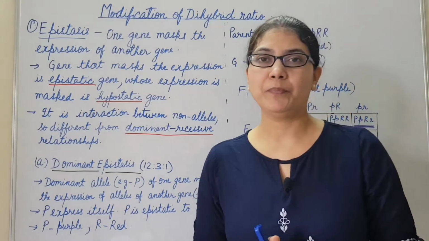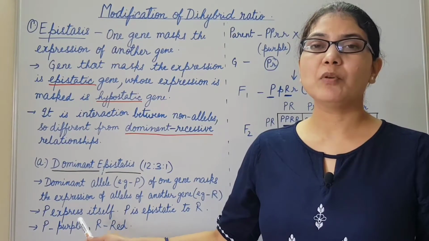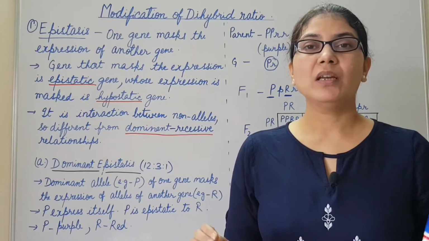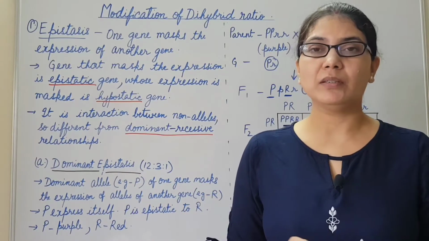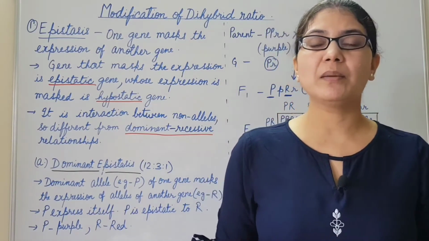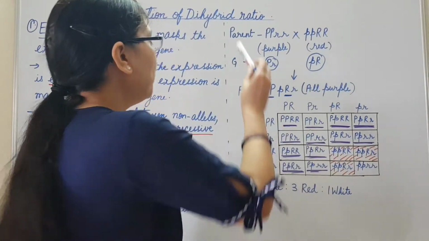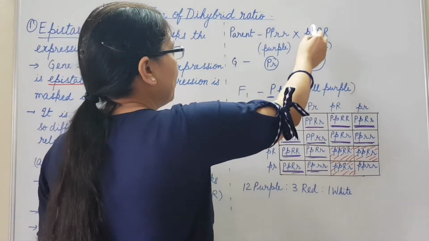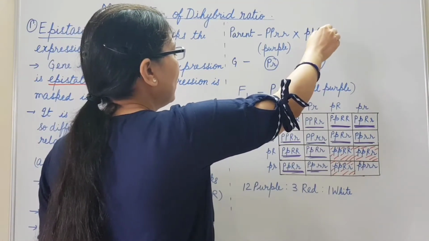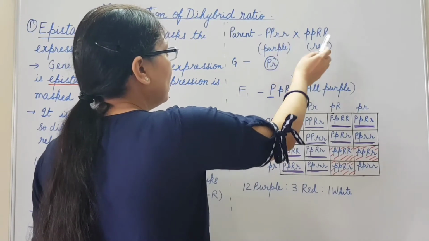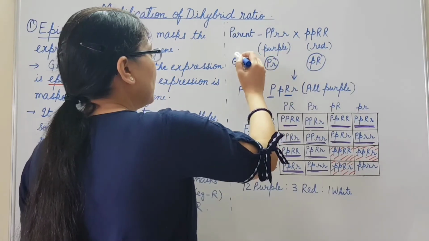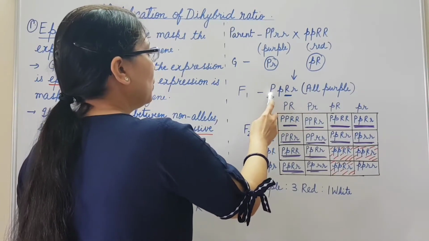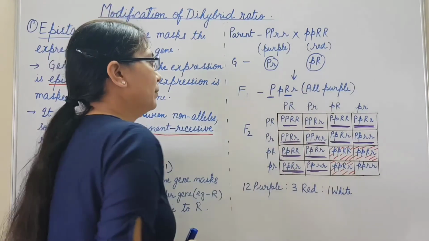the hypostatic gene. Capital P gene is responsible for the production of purple color, and capital R gene is responsible for the production of red color. So let us understand this dominant epistasis with an example. The parental generation is crossed. One is homozygous for dominant P and recessive R. The other is homozygous for recessive P and dominant R. So one has the purple flower color and the other has the red flower color. Then these produce gametes, which fuse and produce the F1 generation, which has all purple flowers.